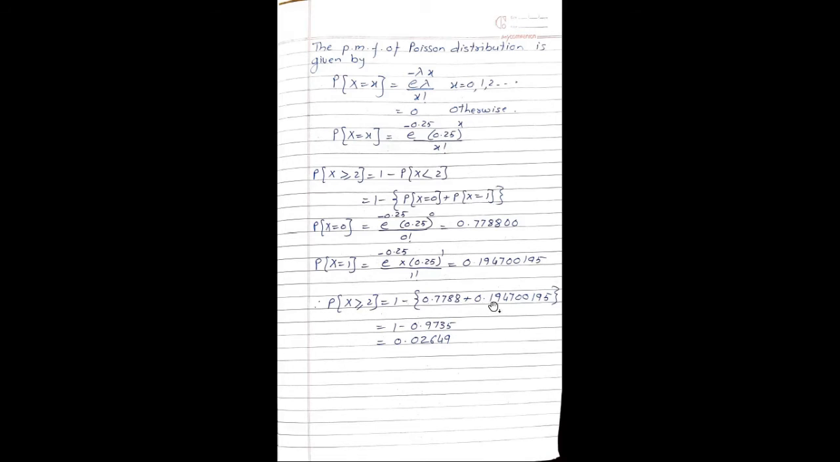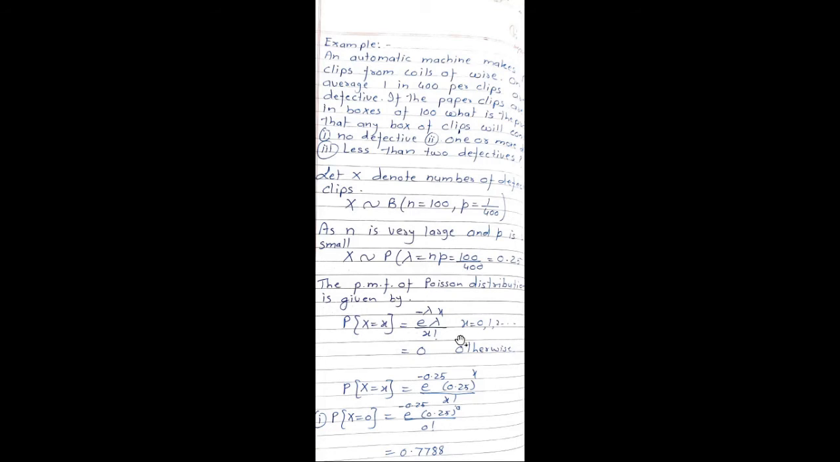So therefore probability X greater than or equal to 2 can be considered as 1 minus 0.7788 plus 0.194700195. So this total becomes 0.9735. So the final answer comes out to be 0.02649. Next example.